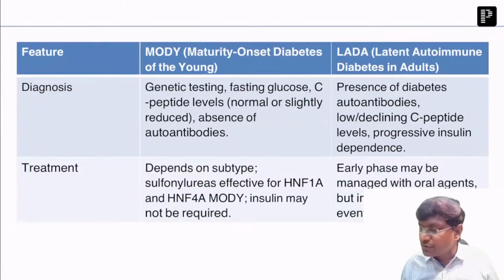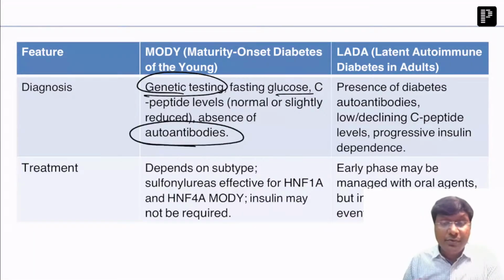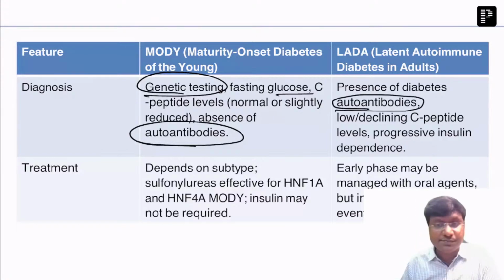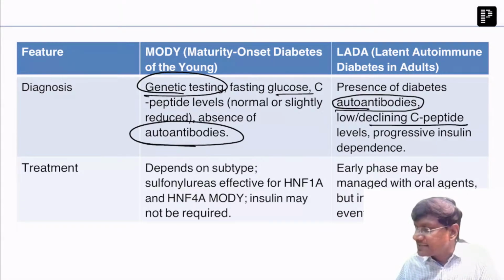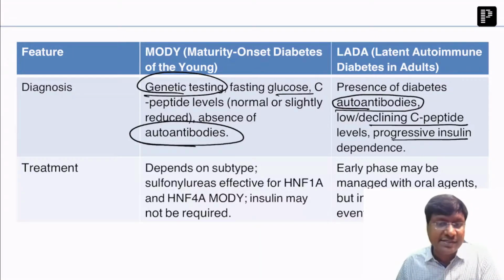And then how will you diagnose MODY? It is done by genetic testing. Genetic testing is the one which will demonstrate that there is HNF1 alpha gene mutation. Then the other thing is the glucose levels, C-peptide levels; autoantibodies will be absent. Whereas in LADA, you have the presence of the autoantibodies, right? Then what will happen to the insulin level and C-peptide levels in case of LADA? There will be declining C-peptide and declining insulin levels because there is loss of beta cell producing cells.